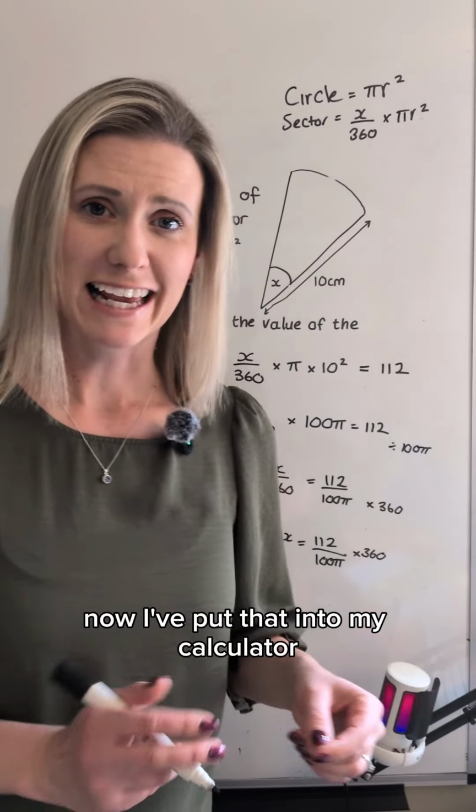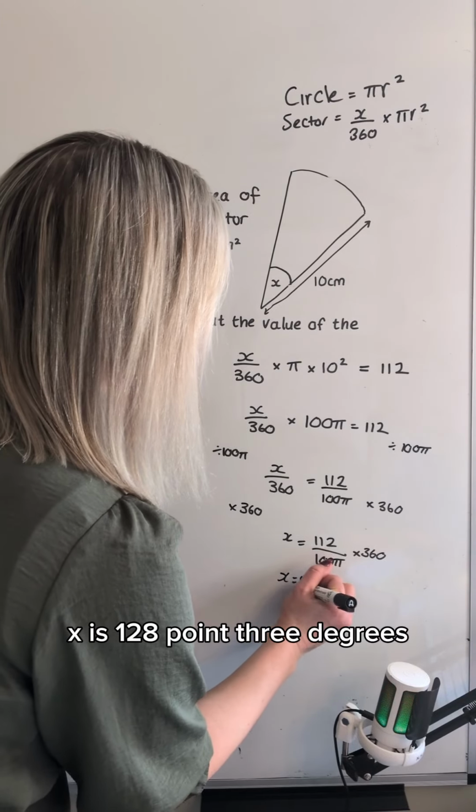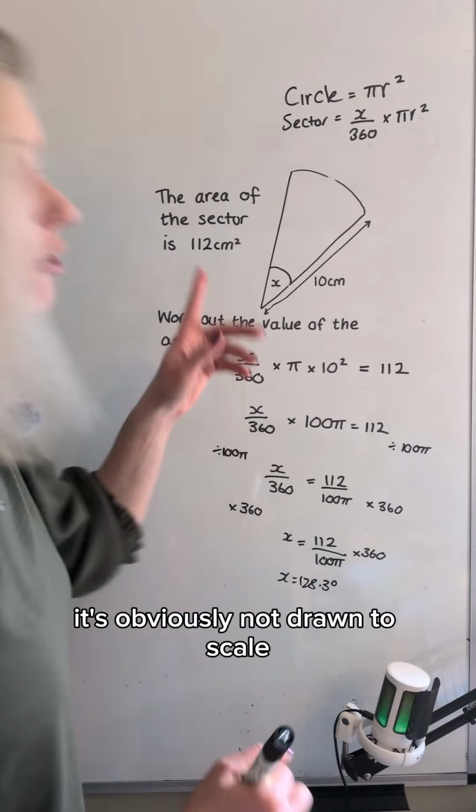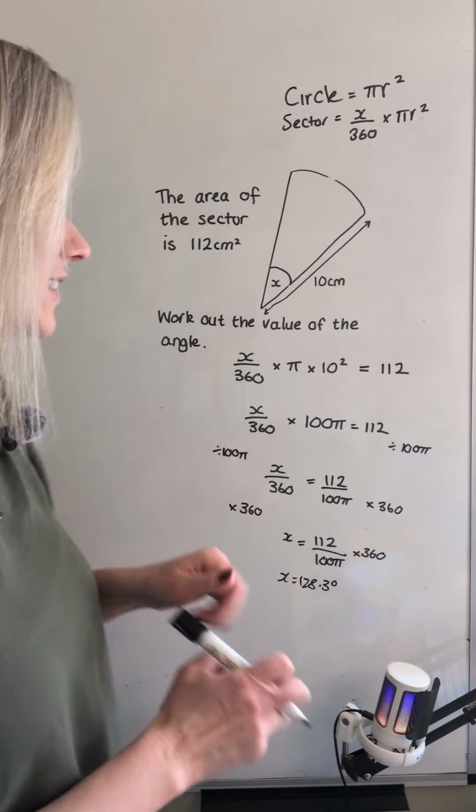Now I've put that into my calculator and I've got a value of 128.3 degrees. So x is 128.3 degrees. It's obviously not drawn to scale, but it was just there to show you how to answer that type of question.